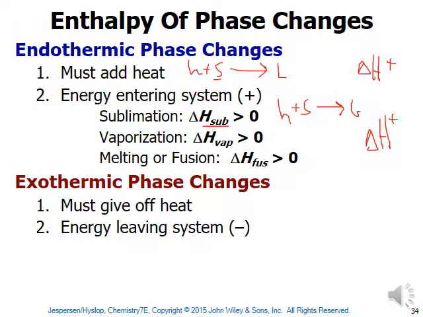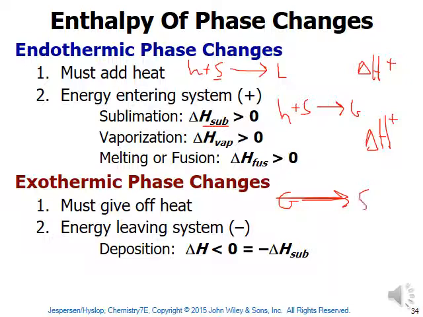Then you could have exothermic. For instance, if you go in the opposite direction, deposition is going from a gas to a solid. Okay, in this case, it's going to give off heat. We're still going to call it the heat of sublimation, but it'll have the opposite sign, negative. Sometimes they call it enthalpy of sublimation or heat of sublimation.